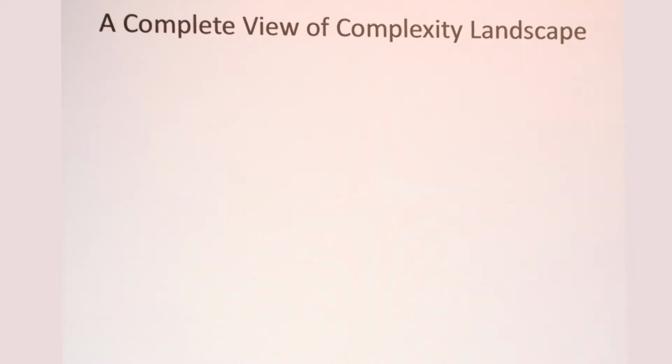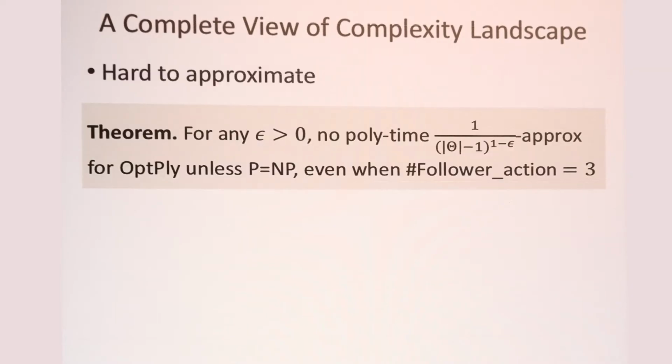So next, I'm going to introduce our algorithmic results. We provide an essentially complete view of the complexity landscape of the problem of computing the optimal leader policy. First of all, the problem is unfortunately hard, and hard even just to approximate. The result holds even when we fix the number of follower actions to only 3. This result can be shown from a reduction from the maximum independent set problem.